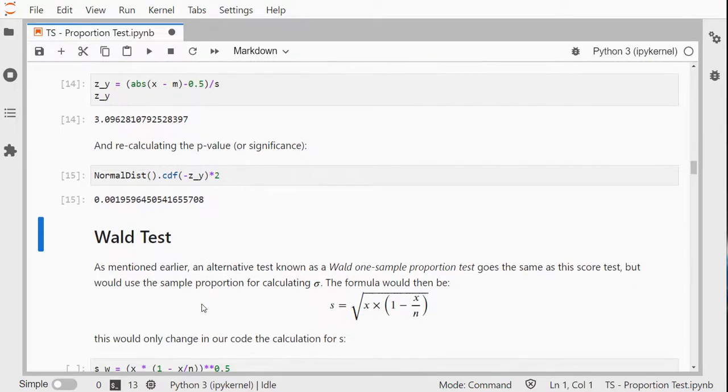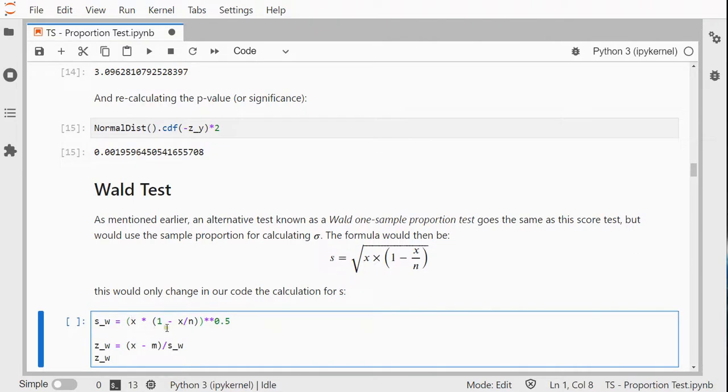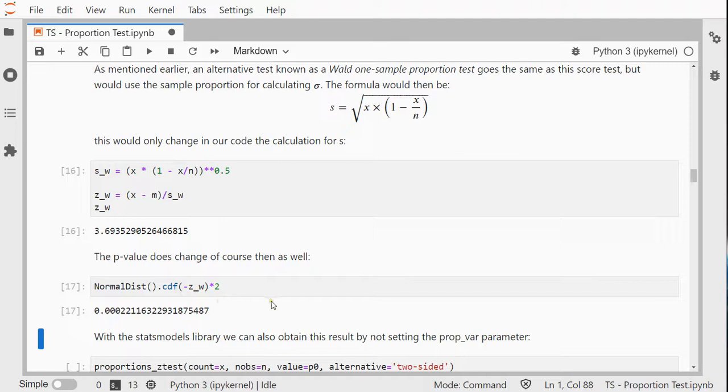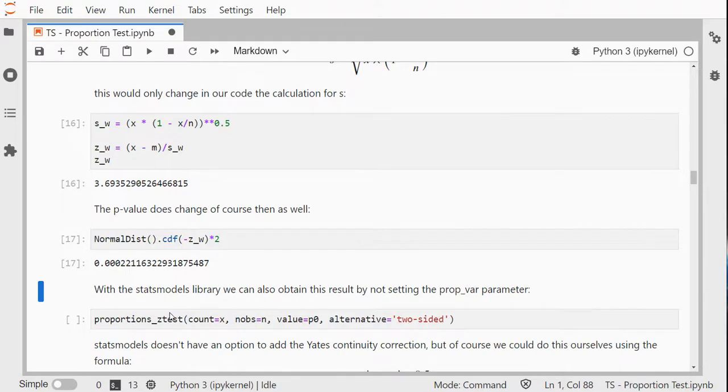Now the Wald test is using a different sigma, a different standard error. It's using the proportion as in the sample. So that's where x comes into play. I can simply say that my new standard error is going to be x times 1 minus x over n, and again take the square root of that by raising it to the power of a half. And then I can calculate my new z value, and of course use my normal dist cumulative density function to obtain the new probability, the significance.